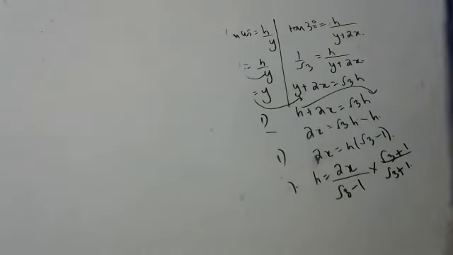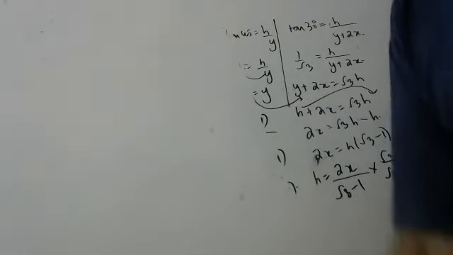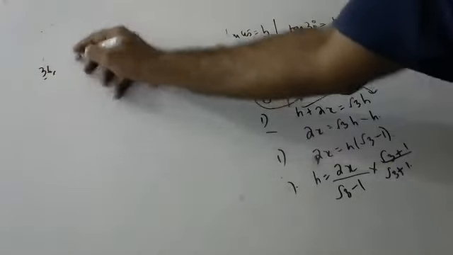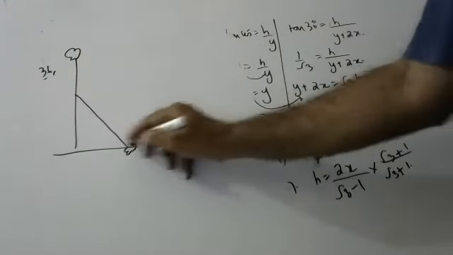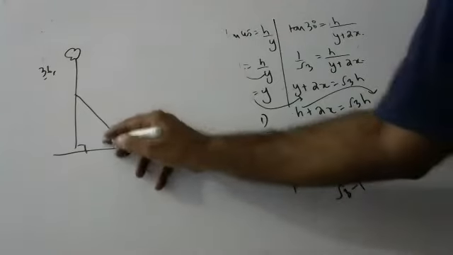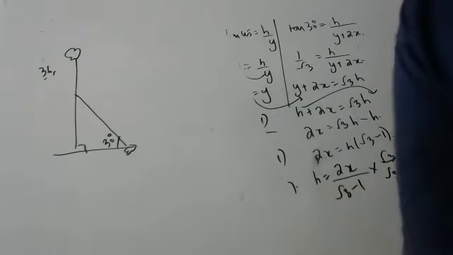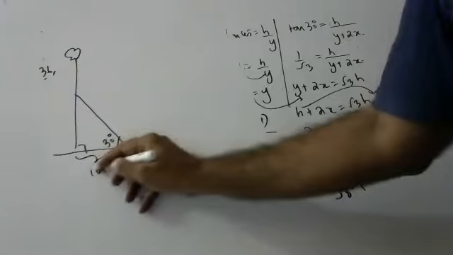A tree breaks due to a storm and reaches the ground at an angle of 30 degrees. The distance from the foot of the tower to where the tree touches the ground is 10 meters. Find the height of the tree.